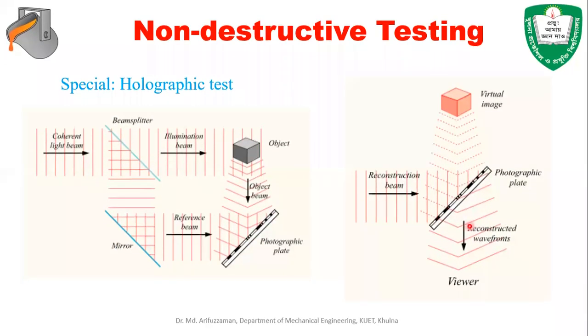The next one is the holographic test. In the case of holographic test, you create an interference pattern. Using that interference pattern, you can sometimes create virtual images. That's how holography works. You create the interference pattern and use that pattern to create the virtual image.